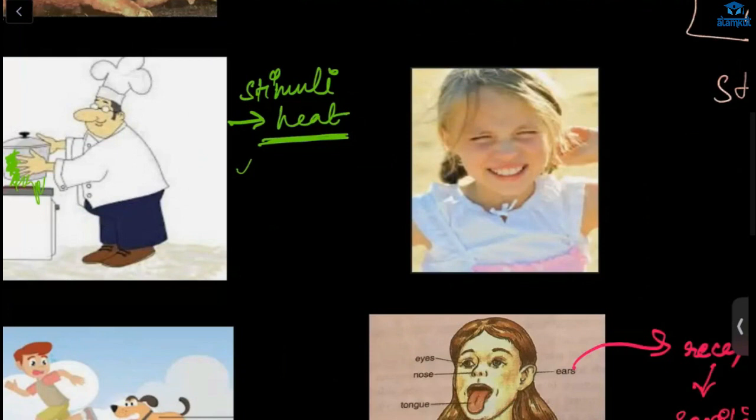Now, this girl here, in the bright light, she's closing her eyes. What is the stimulus here? Light. Yes, correct. Because suddenly there is bright light, she's closing her eyes. A stimulus is some environmental change due to which she is reacting. There's some change in a body part, that is her eye, she's closing her eye. So here the stimulus is light. Okay, got it?